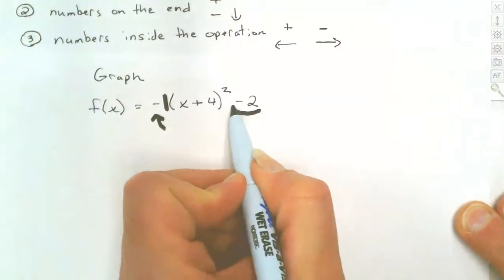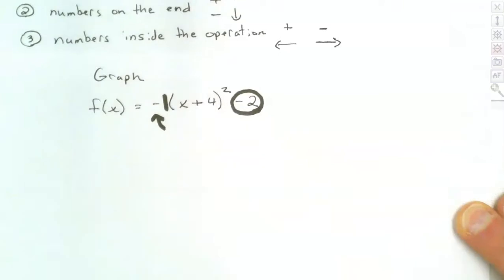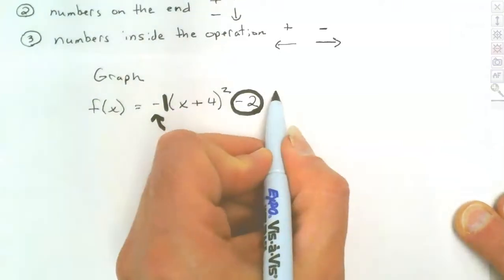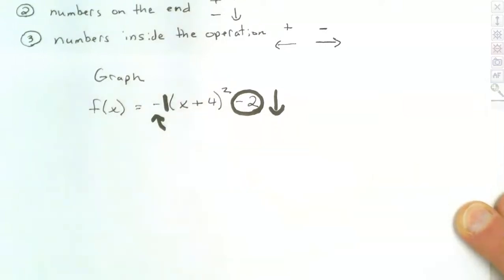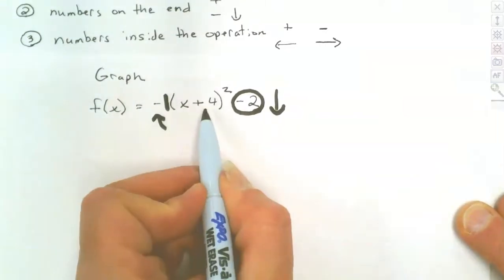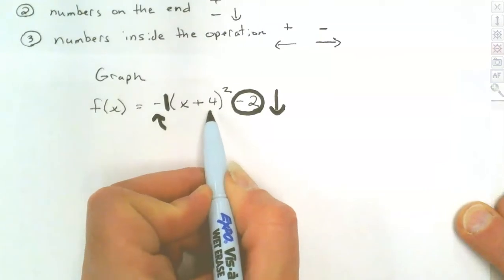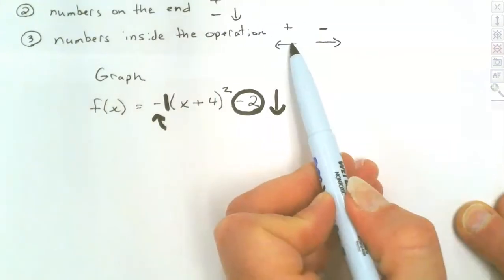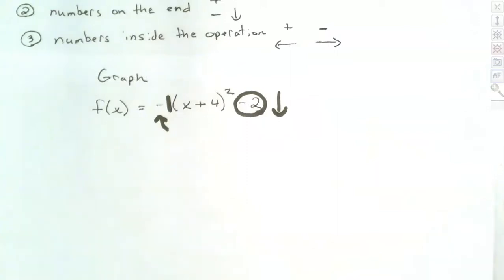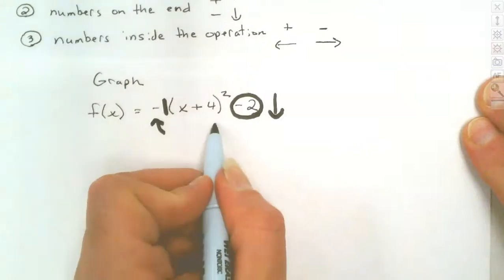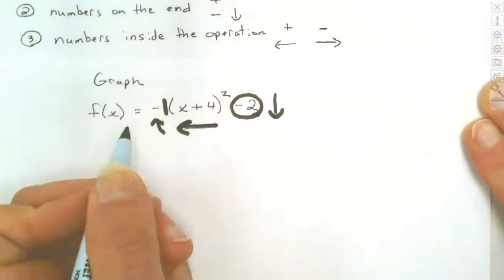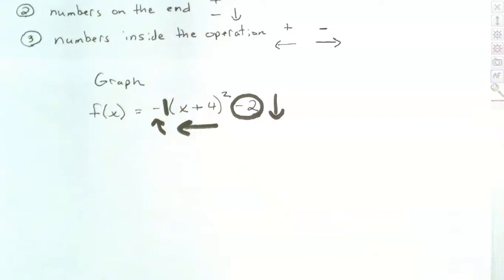What about the negative 2? I always like to start on the end. That negative 2 is on the end. Negatives on the end, move it down. The 4 is inside the operation. And if it's inside the operation, inside parentheses, underneath roots, inside absolute value bars, those again move it horizontally. It's positive, so it moves it back 4 units, because you're actually setting that to 0.